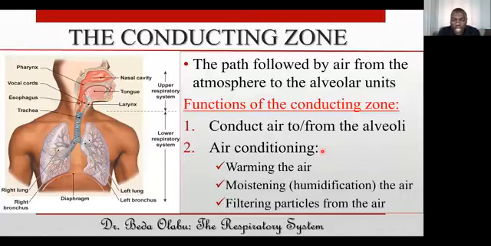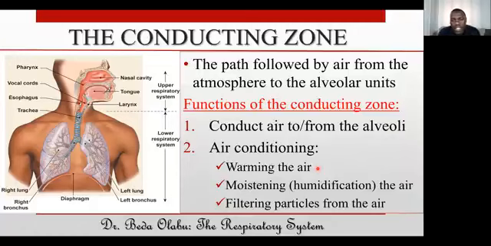By definition, air conditioning refers to the modifications that air undergoes as it moves along the conducting zone. And there are three types of modifications that air undergoes. The air that we breathe in can sometimes be cold, and so that air needs to be warmed. Therefore, the conducting zone warms the air.